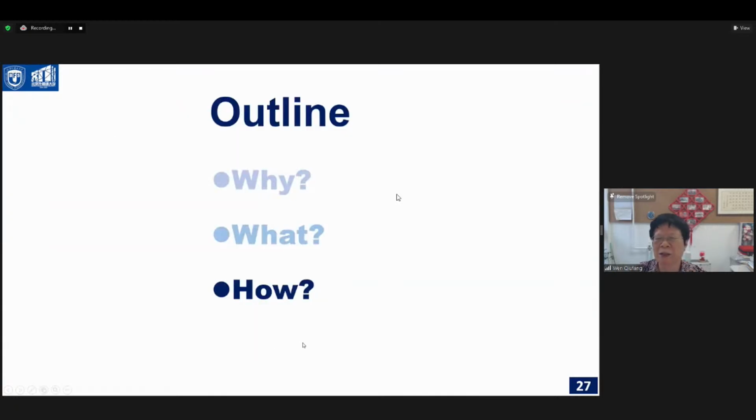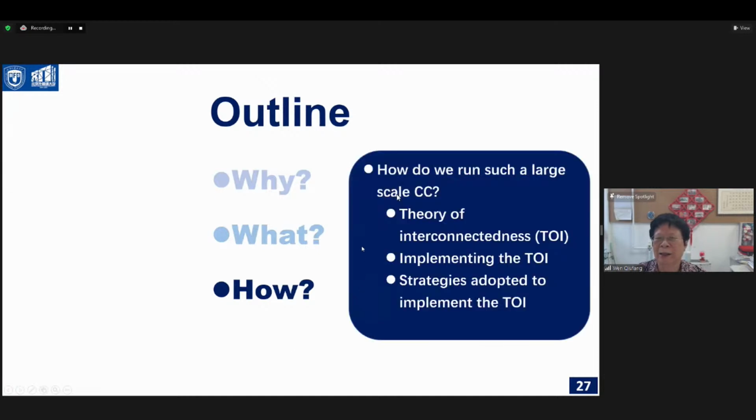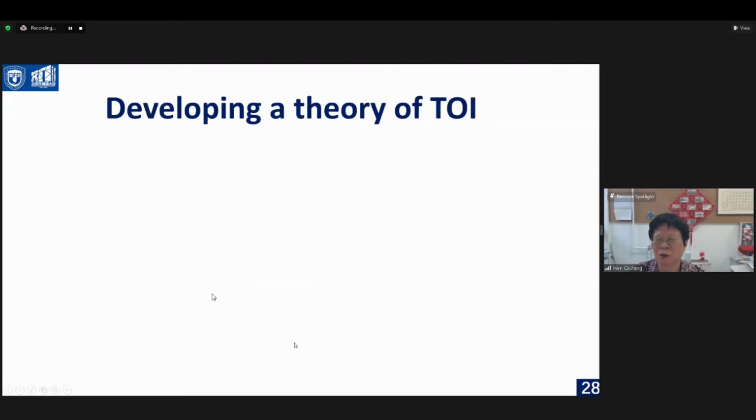And now the how is the most important part. How do we run such a large scale CC? First of all, we developed a theory of interconnectedness, in short we call TOY. Then I will talk about how we implement the TOY. And finally, I will talk about strategies which we have adopted to implement the TOY. Okay, now the theory is not the focus of today's talk because it is a little complicated.